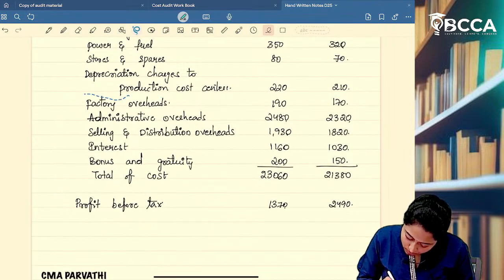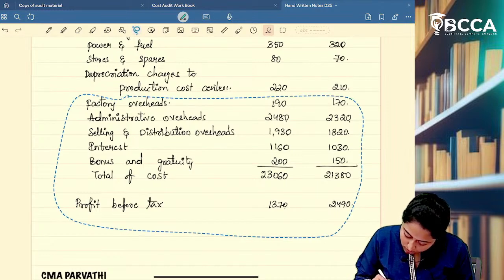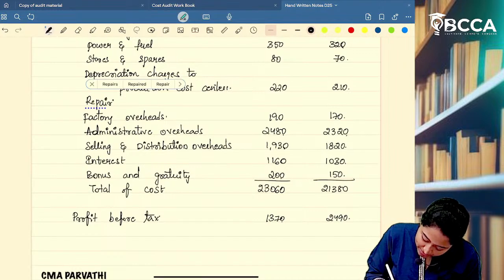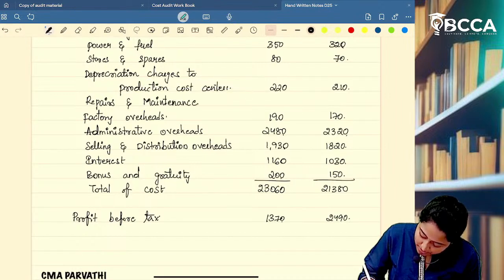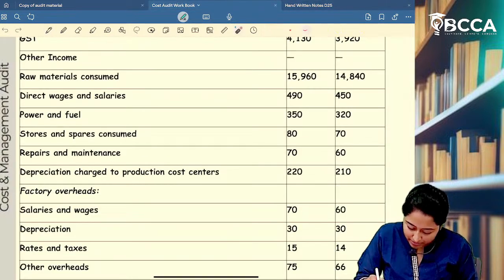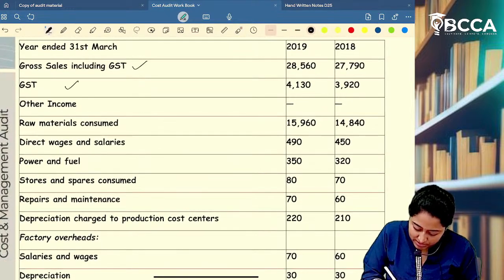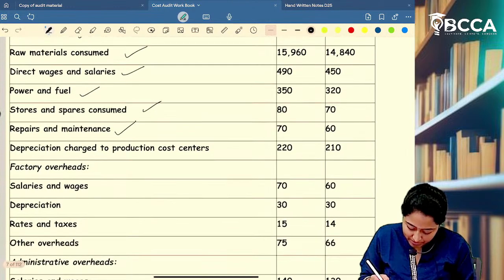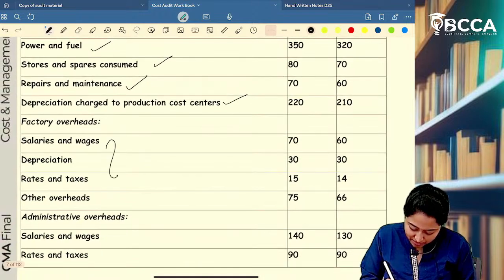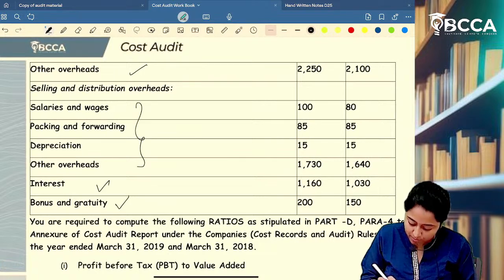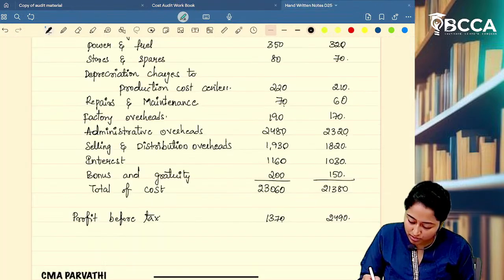Here repairs and maintenance is also there. How much is it? 70 and 60. We will cross check again. GST considered, other income will not be considered. Raw materials, direct wages, power and fuel, stores and spares, repairs and maintenance, depreciation. In factory we have done the total. Administrative also, we have done the total. Selling and distribution done the total. Interest, bonus and gratuity. Clear? Now tell me the total.